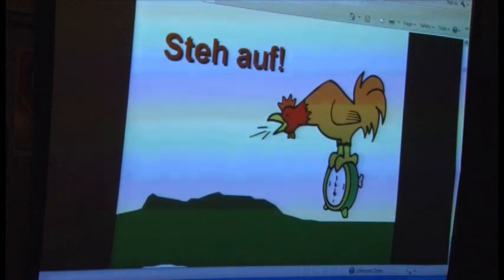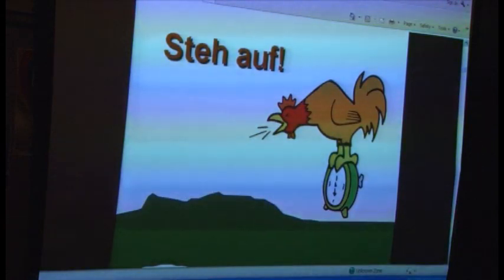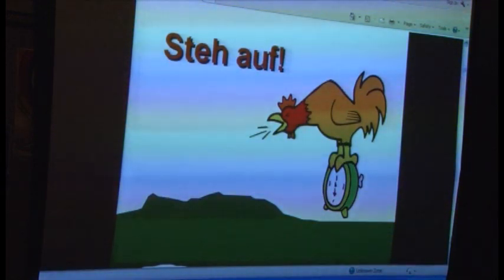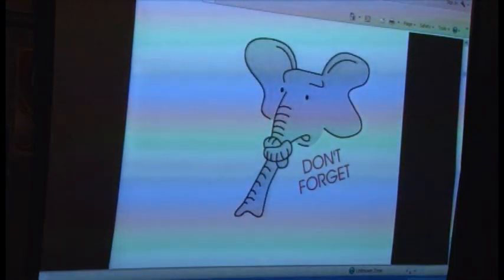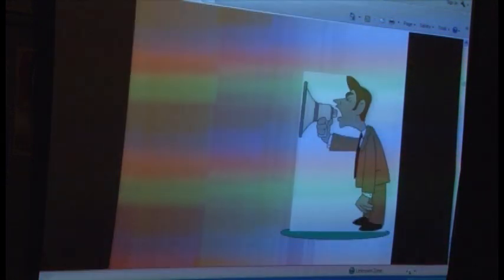Yeah, so of course you can use these verbs too with the separable prefixes. Ruf mich an, call me, ruf mich an. Of course the prefix is separated. You don't have another verb that pushes the whole thing to the end. So ruf mich an, steh auf, yeah. The prefix is separate from the verb. Don't forget, vergiss nicht. Don't forget.